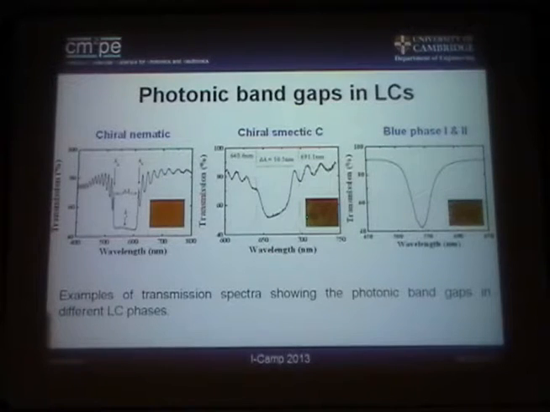So, just as examples, this is experimental data of transmission spectra, showing you in one dimension the photonic band gaps that you see within the different phases. So this is the band gap in the chiral nematic phase, this is the band gap in the chiral smectic C, and then this is the typical band gap you'll see within one of the platelets of blue phase 1 or blue phase 2.